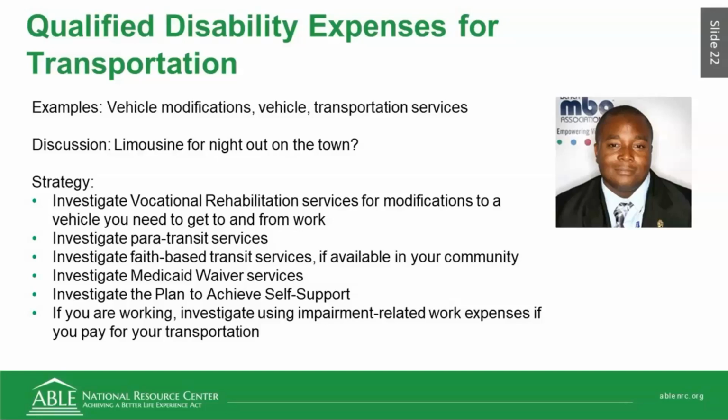The strategies here, as Edward was talking about, investigate VR services for modifications to vehicles, investigate any other transit services, whether it's paratransit or faith-based services, med waiver services, to see if that's something which you can use in your community, and also investigate some of the Social Security work supports like the Plan to Achieve Self-Support and impairment-related work expenses. I was going to go a little more into those, but in the interest of time, we need to move on to the other slides so that we can also have our other ABLE advisor, we can hear from Katie also.